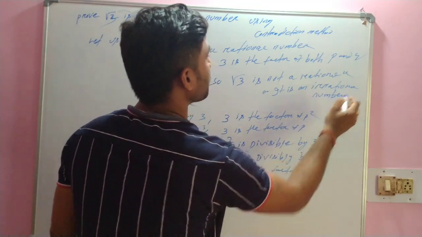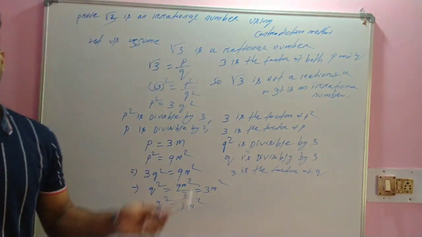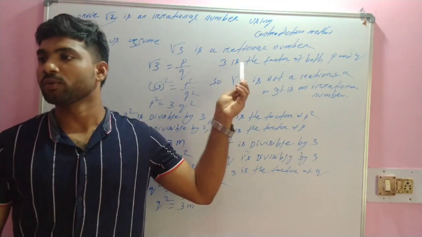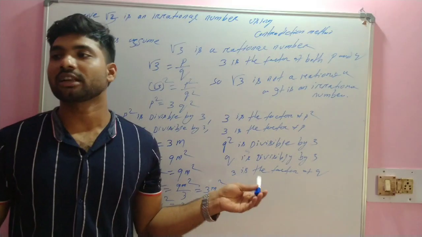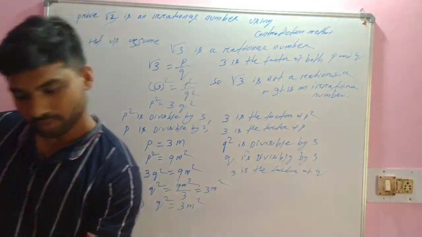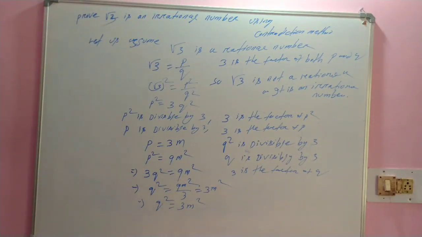Any doubt? Similarly, you can prove that root 5, root 7, any irrational number. Understood?